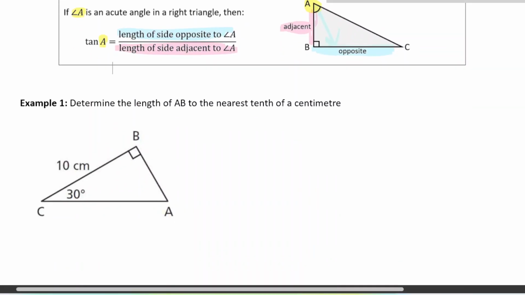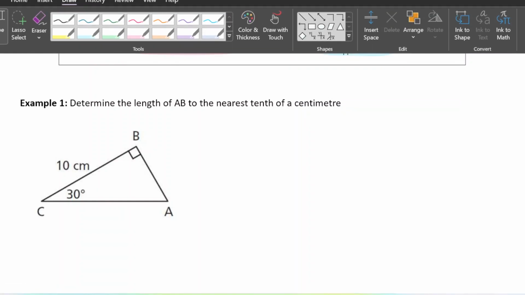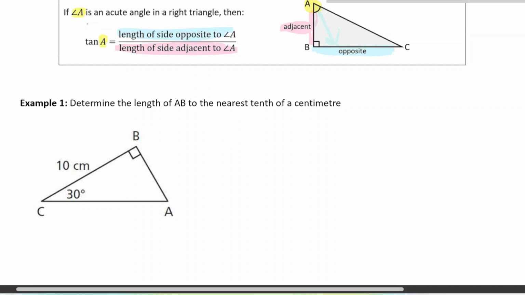Okay, so let's look at an example here. So this question says, determine the length AB to the nearest tenth of a centimeter. So first we're going to talk about how our side lengths are labeled here. So when it says AB, it means just the distance from A to B. So this distance here is what we're determining. I'm going to just label this X so that I can use it in my equation.